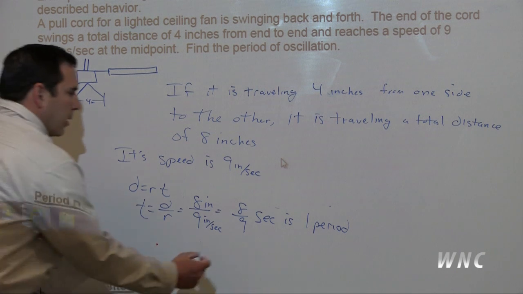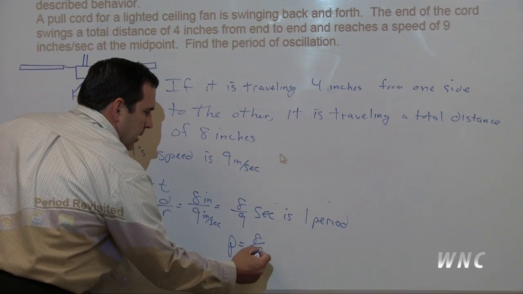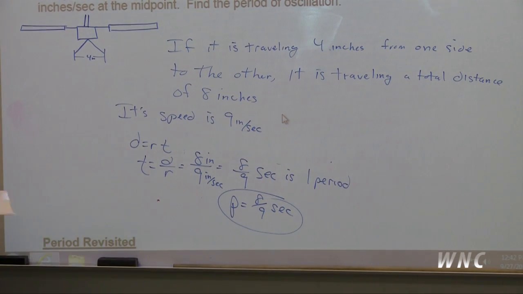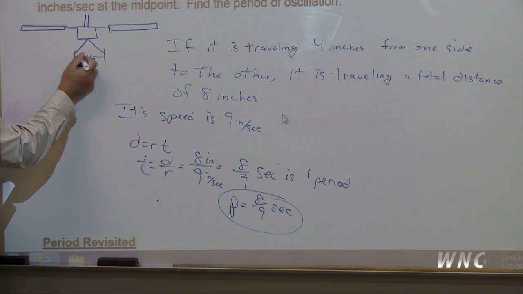So the period is 8/9 of a second. That's it for the ceiling fan. Little tassels on this.